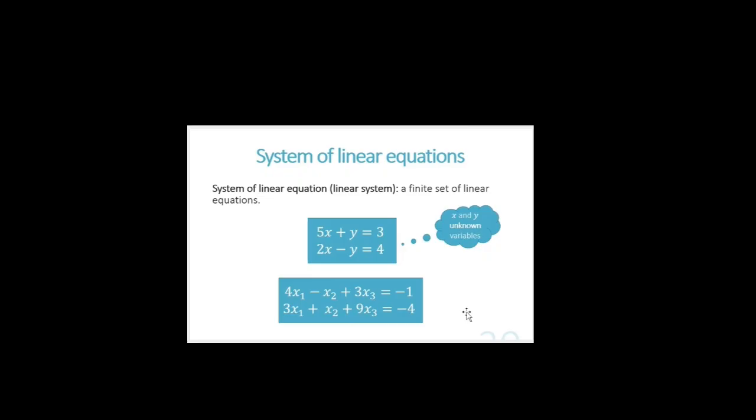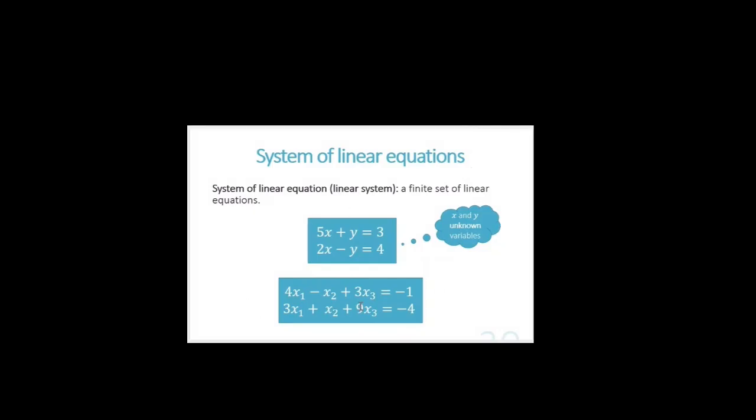So when we have more than one linear equation, we now call them a system of linear equations, or a linear system. This is going to be a finite set of linear equations. Like we talked about, x and y are going to be your unknown variables.